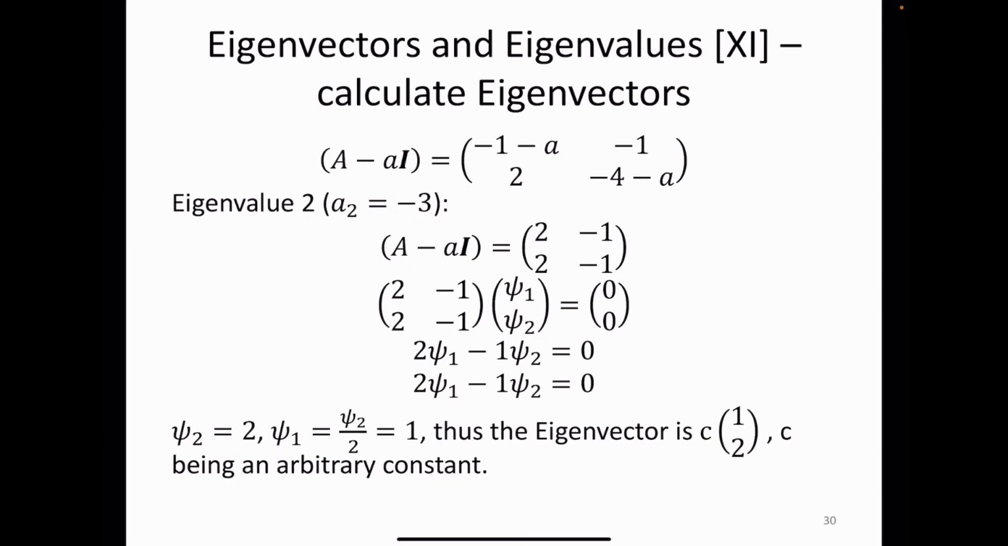And now we do the same for the second eigenvalue. The same procedure again, resulting in ψ₂ = 2 and ψ₁ = ψ₂/2 = 1. So therefore the eigenvector is given by c times (1, 2), and again c is an arbitrary constant.